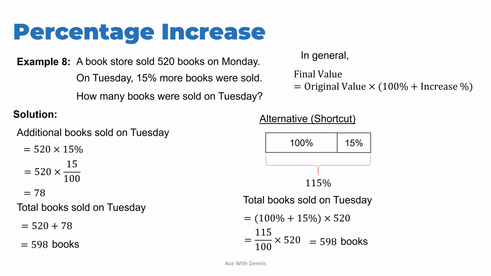So in general, final value will be equal to original value times 100% plus the increased percentage. So you can apply this formula if you see similar questions like this, so that you can skip finding the additional amount, the increase in the final value. Then you find the total final value.